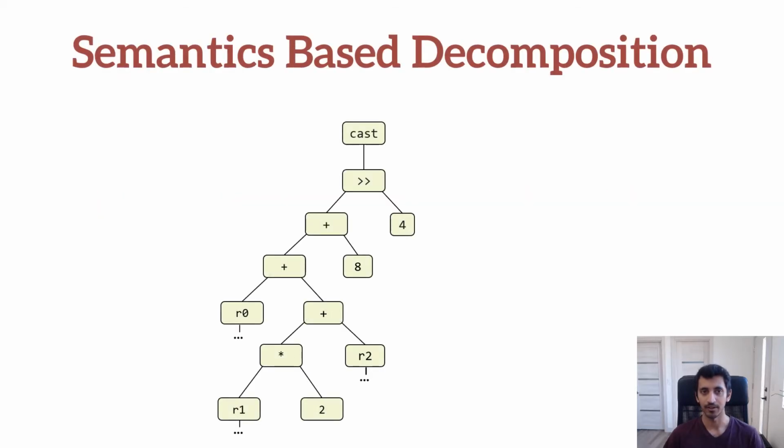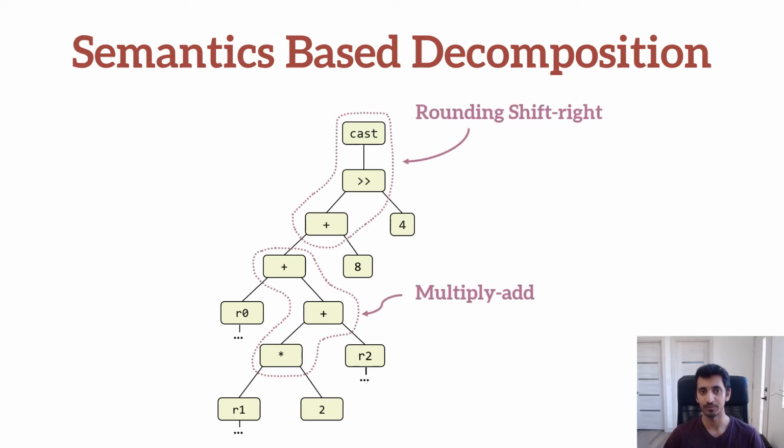The key observation behind Rake is that rather than decompose expressions into arbitrary windows, what we really want to do is group operations that together implement a higher-level compute pattern. For instance, we can decompose this input expression into these two groups. The operations in the first group implement the high-level rounding shift right narrow pattern, whereas the operations in the second group implement the higher-level multiply add pattern.